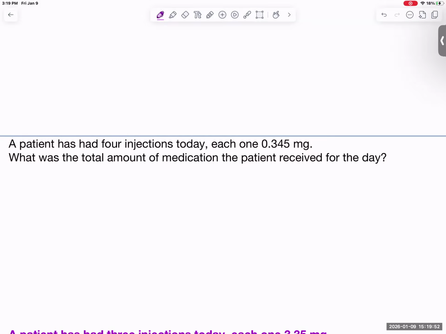So this type of question is just simply asking, the patient had 4 injections, and each injection was 0.345 milligrams. What was the total amount of medication the patient received for the day? So it is as simple as going 0.345 milligrams times 4. When you do that, what do you get? 1.38. You will get 1.38. So what is the final answer you will write on the answer line?